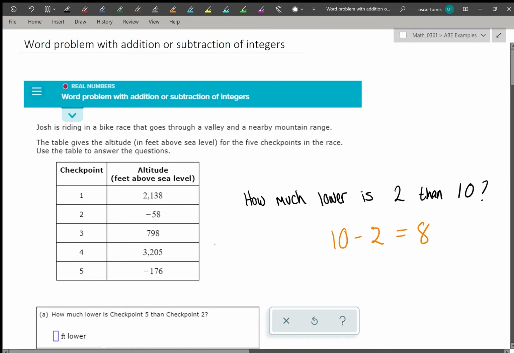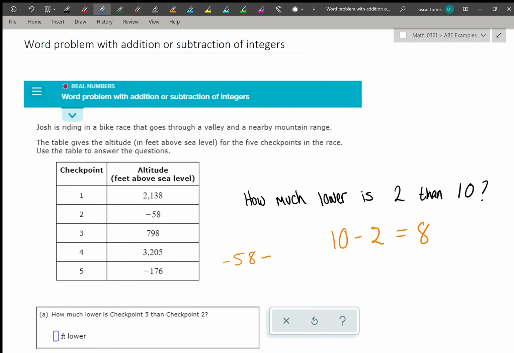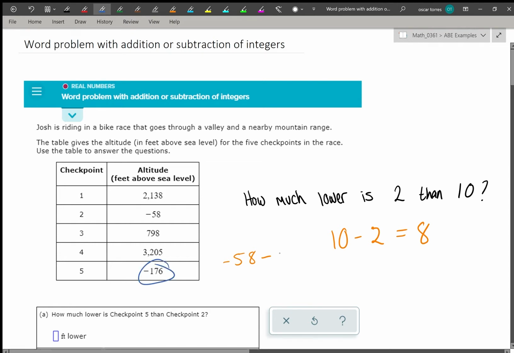In the exact same manner, how much lower is checkpoint 5 than checkpoint 2? We're going to take the altitude of checkpoint 2 and subtract it from the altitude of checkpoint 5. So checkpoint 2 is negative 58. So I am going to write negative 58 first. And I'm going to put a minus sign because I know I'm subtracting. If I look at checkpoint 5, it is another negative number. So we're actually going to write negative 176.